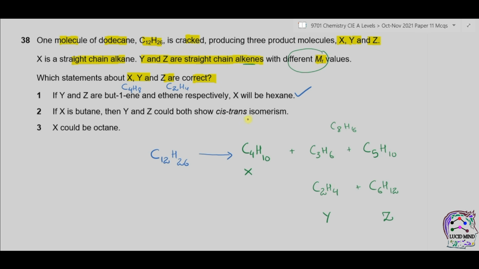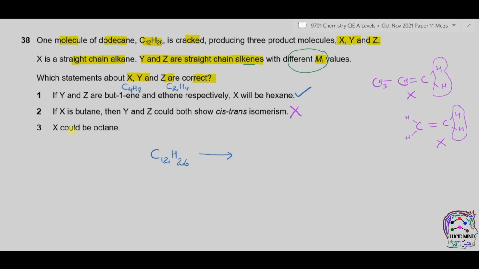Let's find out whether Y can give cis-trans isomerism. In Y we have C3H6. The structure will be like this. Or Y could be C2H4. As we can see, the double bonded carbon is attached to similar atoms, so it will not show cis-trans isomerism. Similarly, the double bonded carbon is attached to similar hydrogen atoms, so this will also not show cis-trans isomerism. So this is incorrect.